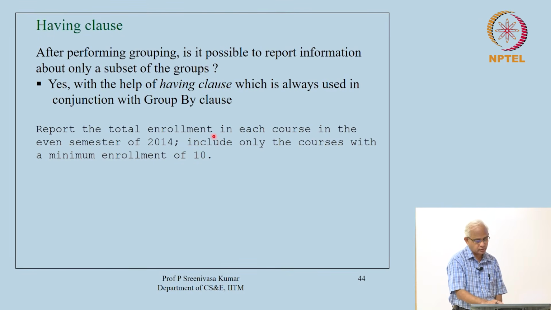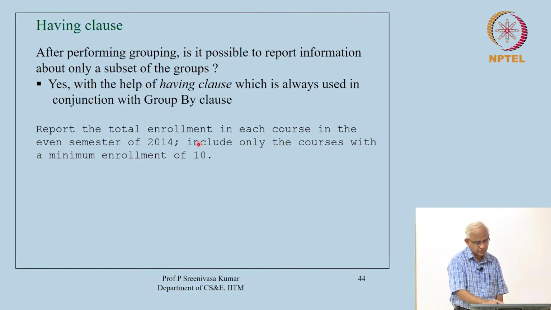Okay, total enrollment in each course. So, we want course wise enrollment details in so and so semester, but then we are not interested in those courses that do not have a minimum of 10 students. Do not bother about small kind of courses. Report to me about the enrollment of courses that have at least 10 students.